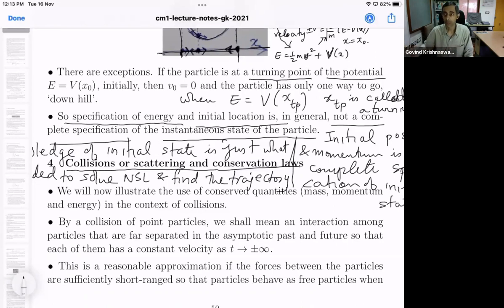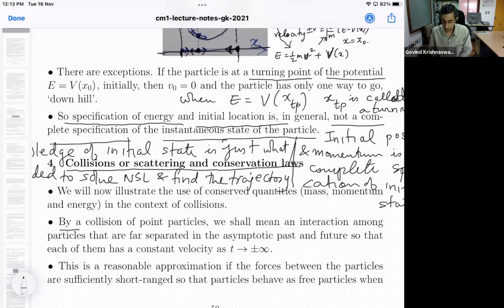So we will now illustrate the use of conserved quantities, and the conserved quantities we have in mind here are mass, momentum, and energy in the context of collisions. Okay. So what do we mean by this?